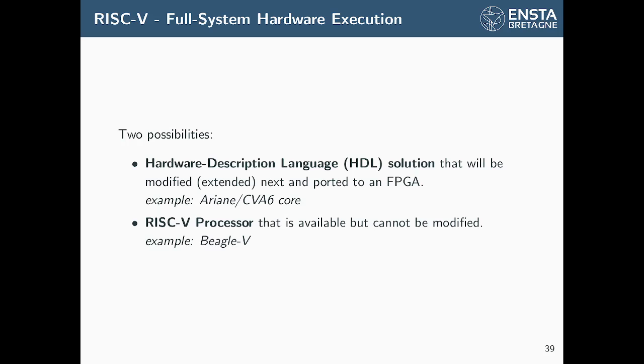So this is useful in the sense that we'll have to do this at one point if we want to extend the core and port it to an FPGA. So this is a programmable board. The example is Ariane, or the CVA6 core, which is an open source core that is available for anyone to use, and it's supposed to be able to run a Linux distribution. And another way is to use a RISC-V processor that's directly built and available, but that cannot be extended to use our custom instruction in the end.